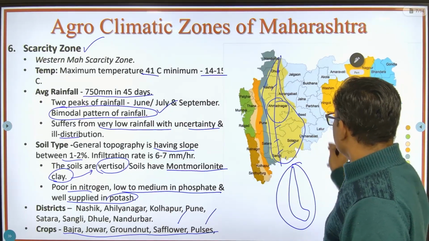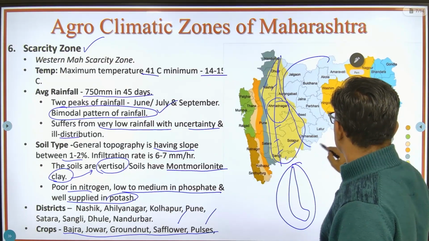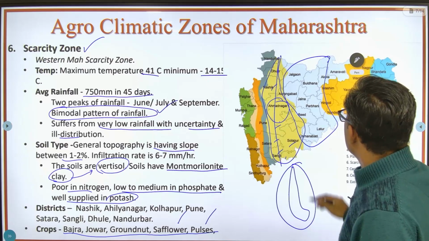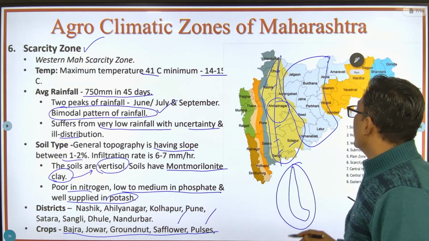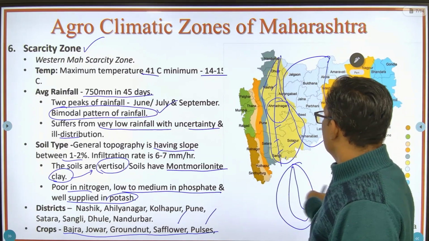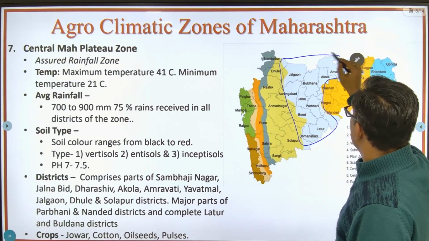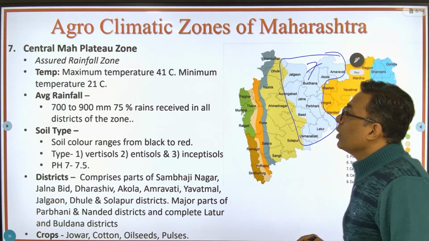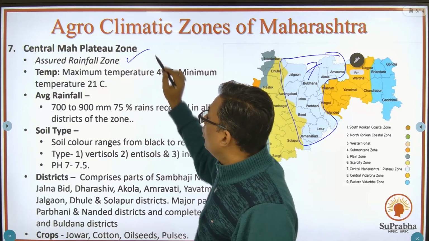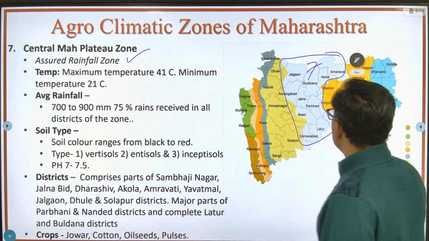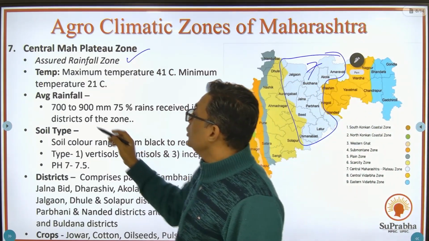Moving ahead, the 7th one. Okay, this is the central Maharashtra plateau. This will be having these many districts. So if you move ahead, this is the 7th one. Okay, this is an assured rainfall zone because it also receives rainfall on the eastern part. So this is an assured rainfall zone.